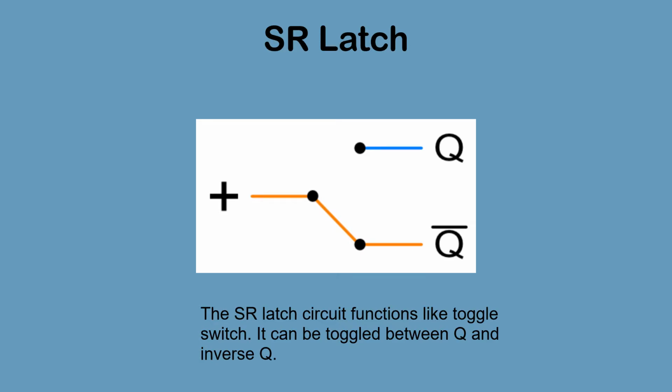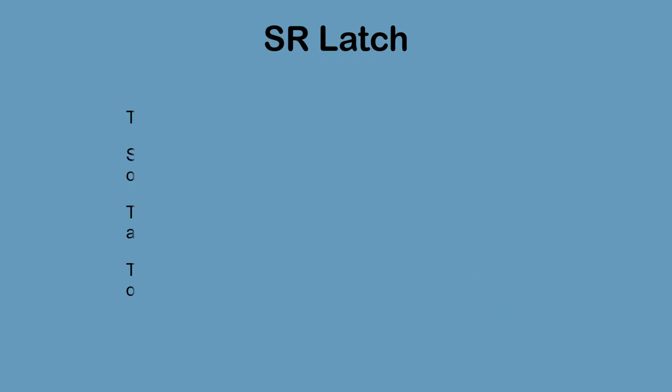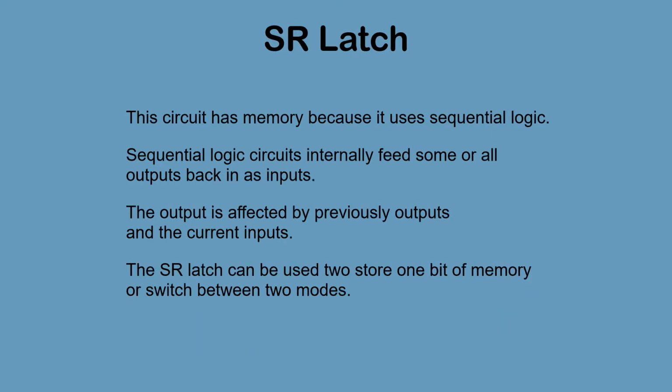The set reset latch functions like a toggle switch. It can be toggled between outputting high on Q or inverse Q. This circuit has memory because it uses sequential logic.